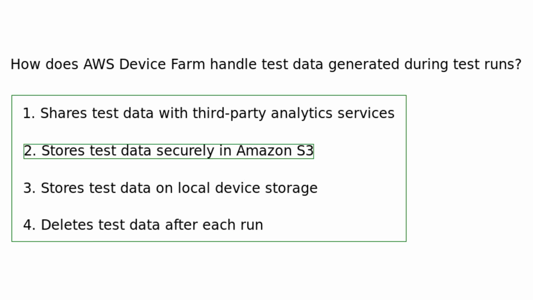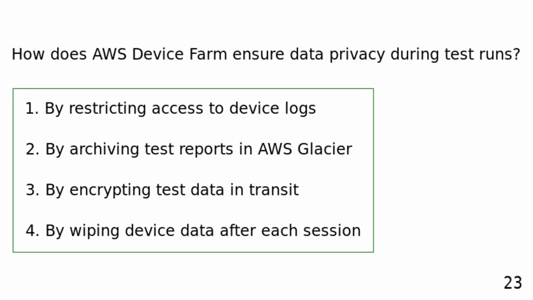AWS Device Farm securely stores test data generated during test runs in Amazon S3, ensuring data integrity and accessibility for further analysis and reporting. How does AWS Device Farm ensure data privacy during test runs?